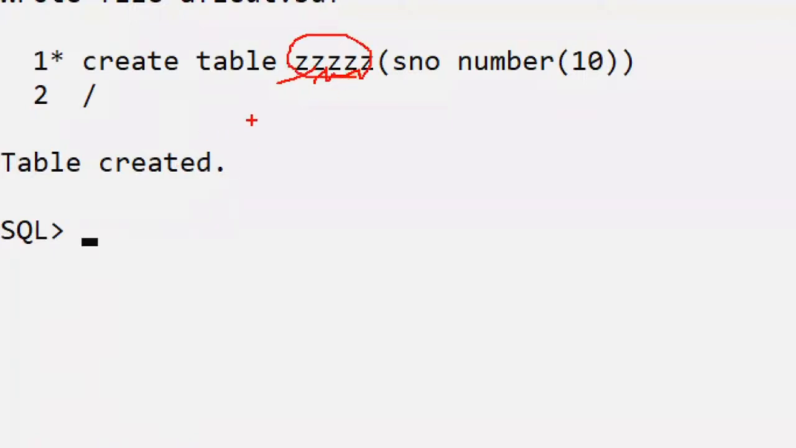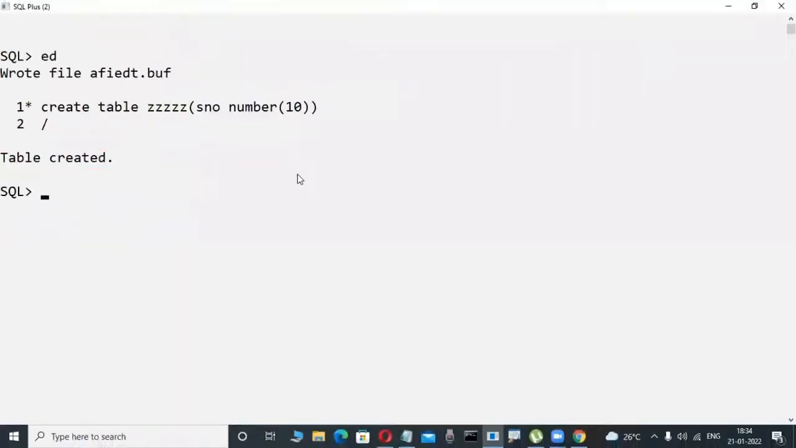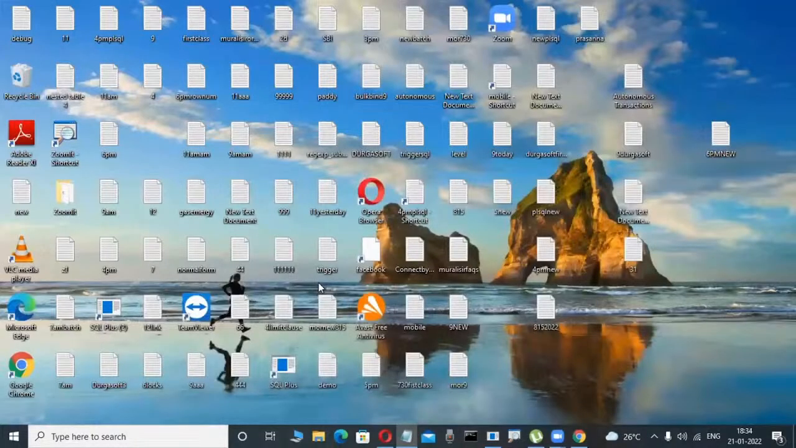The table I'm creating is only in my Oracle database or SQL Server database or MySQL database. Okay, fine. The table is created. Now I'm interested to view whether this table is created or not in my operating system.